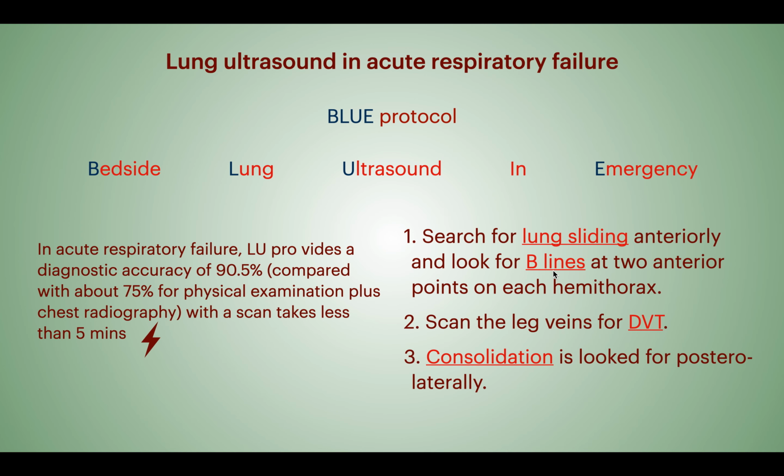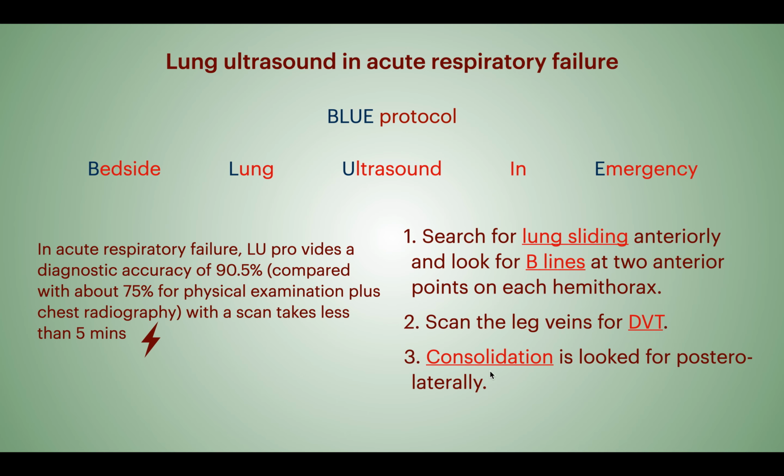So, if I found nothing by that step, what's next? Scan the leg veins for DVT, also by ultrasound. This is another topic, another lecture. If you find DVT, I would suggest pulmonary embolism as the reason for the acute respiratory problem. If I found nothing, move to step number 3.